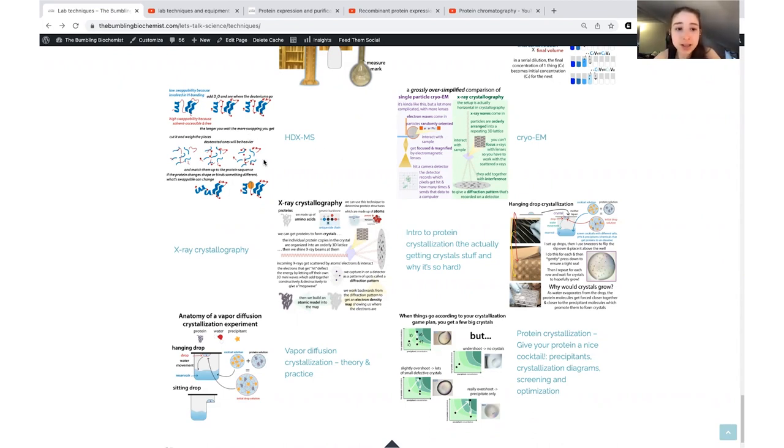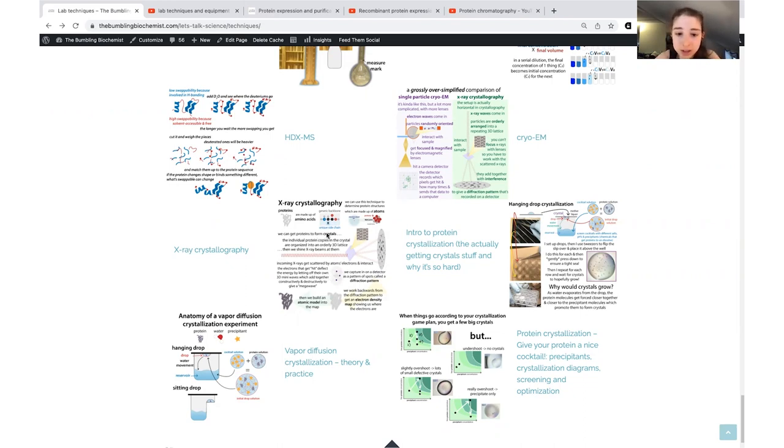Another solution-based method is HDXMS, or hydrogen deuterium exchange mass spectrometry. I had a lot of this in my PhD stuff as well. And here you're not getting a structure, but you're getting information about the structure. So it works really great as a complement to techniques that actually look at the structure. And it can give you information about regions that you couldn't see in these structures.